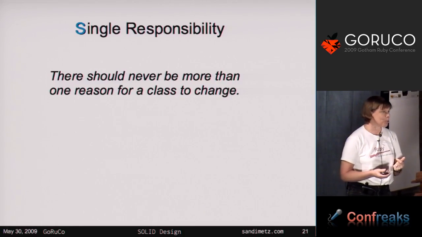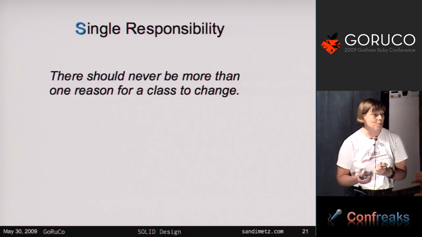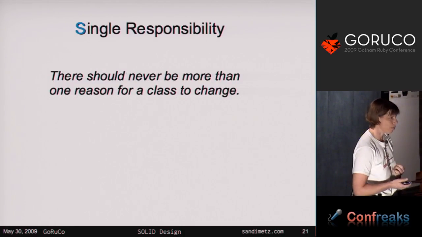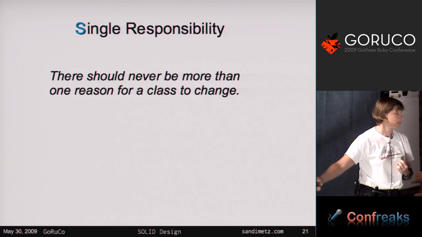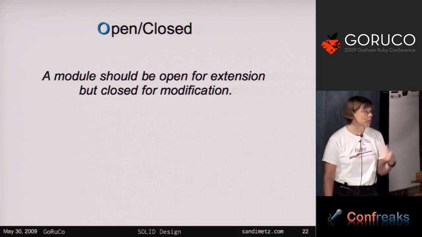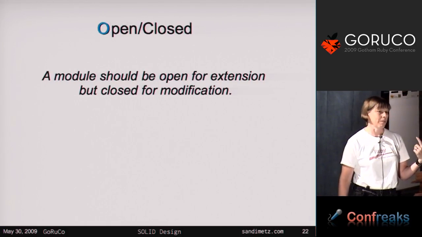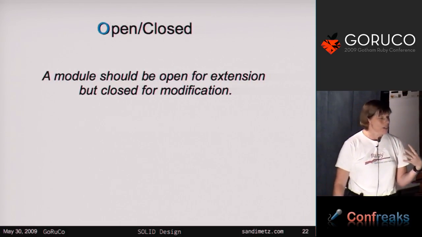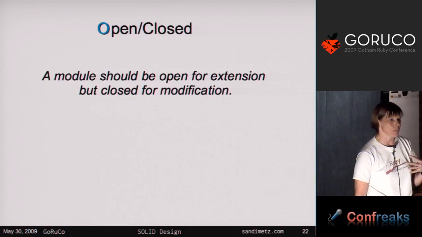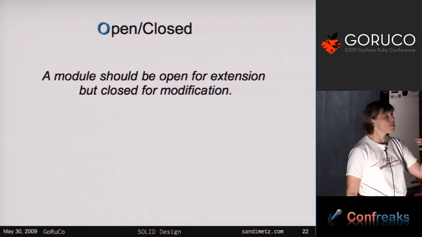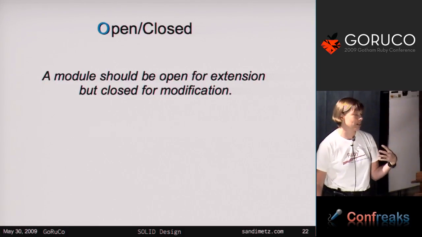S is for single responsibility. There should never be more than one reason for a class to change. O, open closed. A module should be open for extension and closed for modification. It's interesting. On the face of it, that seems impossible. It should be open. You should be able to change it without actually changing it.